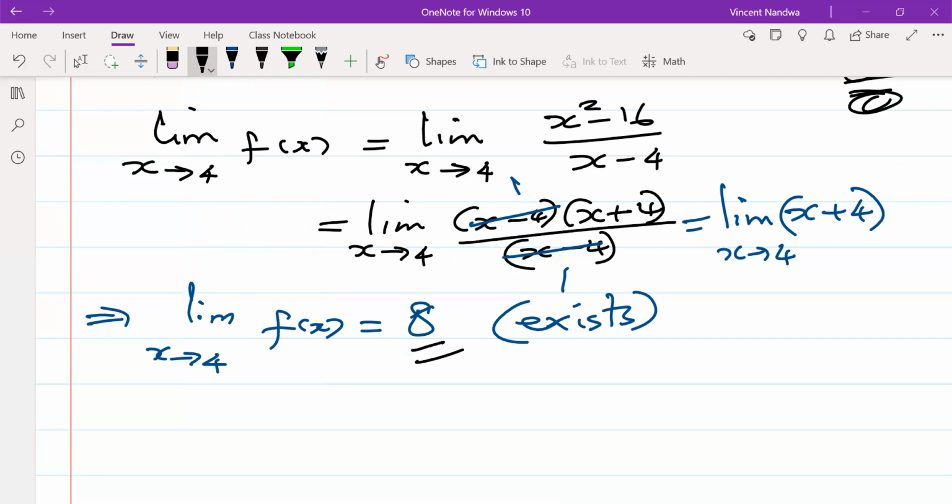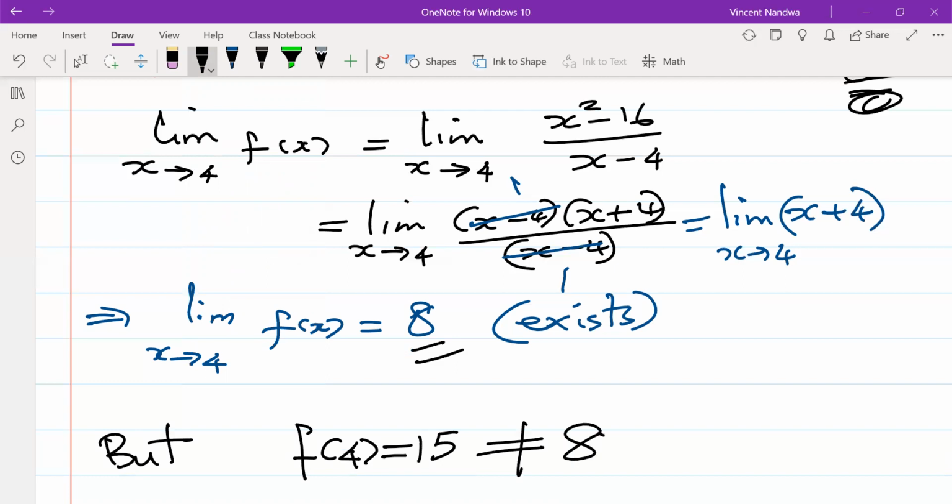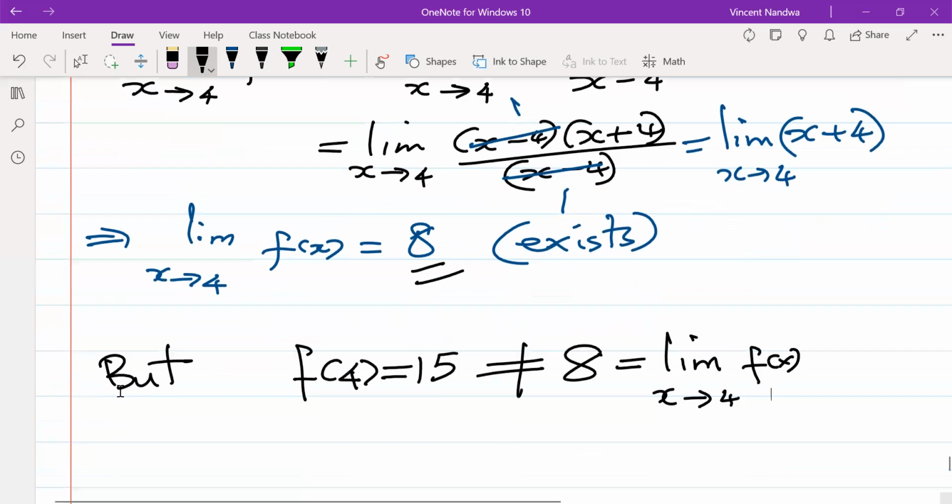But we see that f at 4 was given as 15, which is not the same as 8, which we are getting as the limit as x approaches 4 of the function f of x. So what is the conclusion? So the function is not continuous. So therefore, f of x is not continuous.